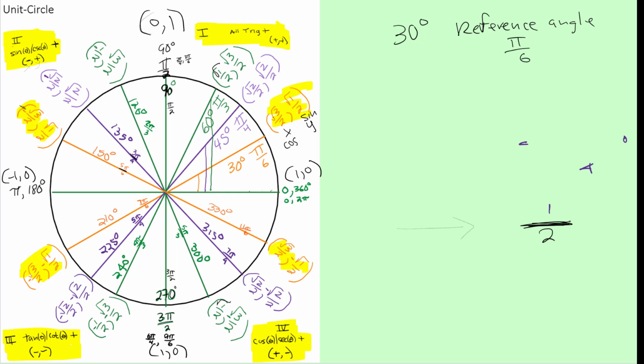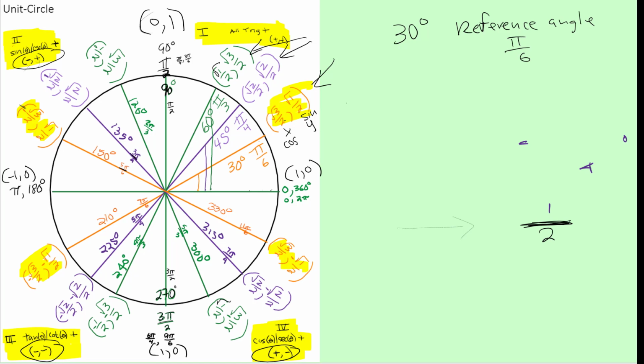And if you take this first quadrant and you flip it over the y-axis, this root 3 over 2 and this 1/2, look at negative root 3 over 2, positive 1/2. And that's the pattern. So if you can memorize these coordinate points and then remember these signs, that's kind of what you need to remember.